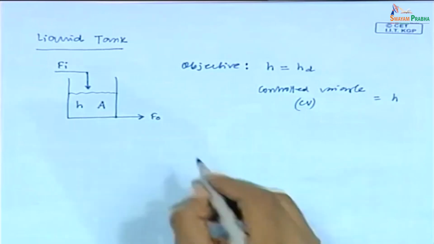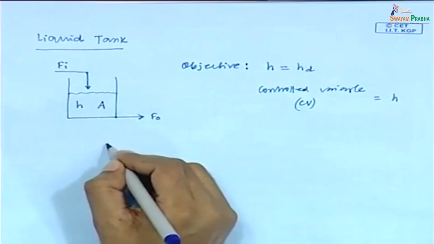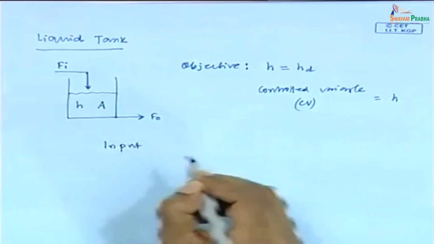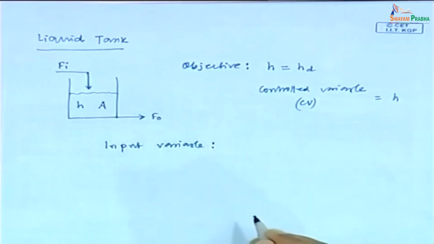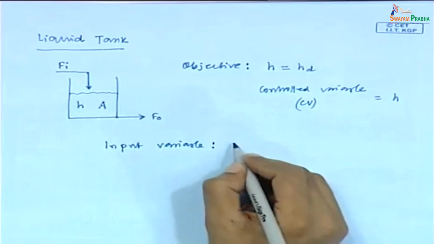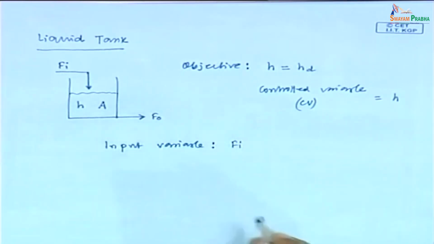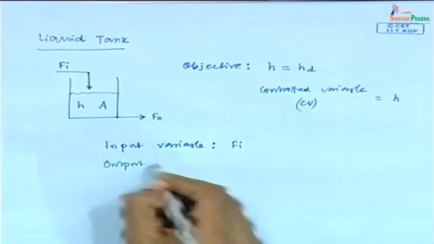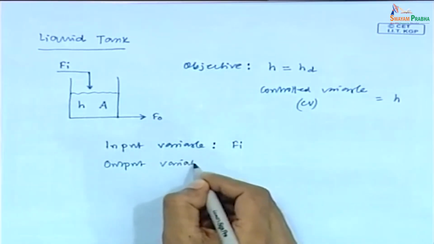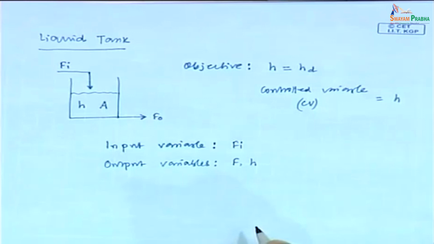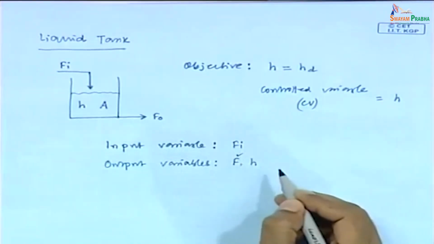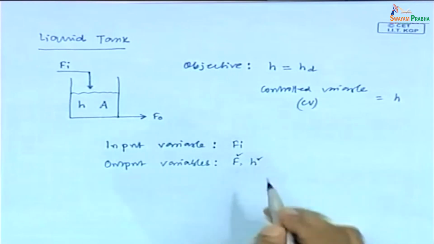Now, if we consider this process, can you classify the variables? Which one is the input variable for this process? Fi. Input variable is Fi. What are the output variables? One is F and another one is liquid height. The output variables are outlet flow rate F and second one is liquid height.